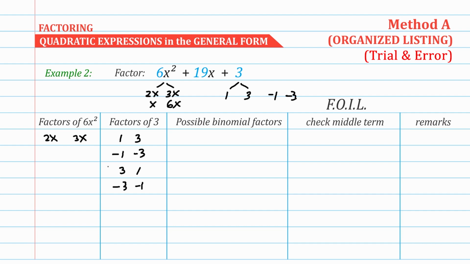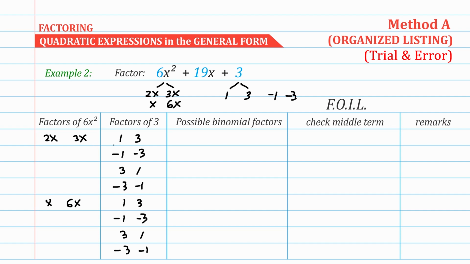Now, we're not yet done. We just considered 2x and 3x. How about x and 6x? So let's write them here. X and 6x. Ulitin natin because we don't only partner itong mga to dito, we should also partner them with x and 6x. So copying 1, 3, then negative 1, negative 3, and then 3, 1, and then opposite of that, negative 3, negative 1. As you can see, we now have a total of 8 possibilities.